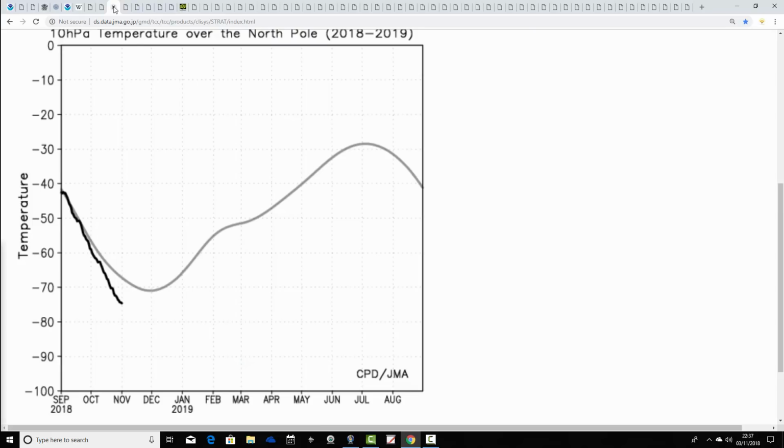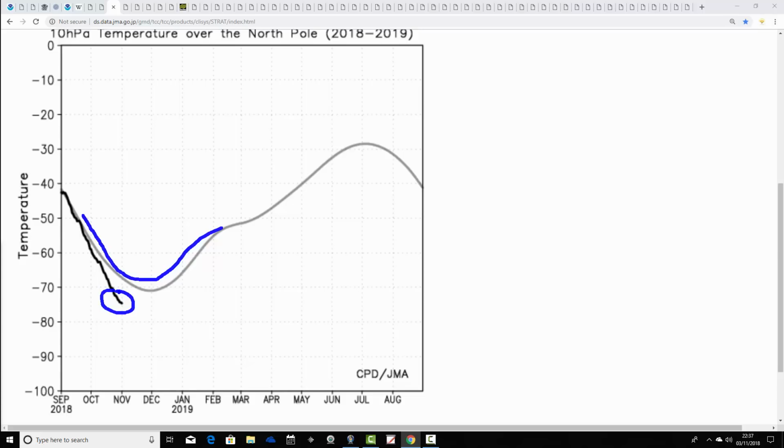This is what's happening in terms of the temperature at 10 HPA in the stratosphere over the North Pole. So the grey line here, this is from a JMA, by the way. The grey line here is the trend line for this time of year. We are cooling things down in the stratosphere over the North Pole at the moment. The black line shows we should be cooling things down. See that by the grey line.